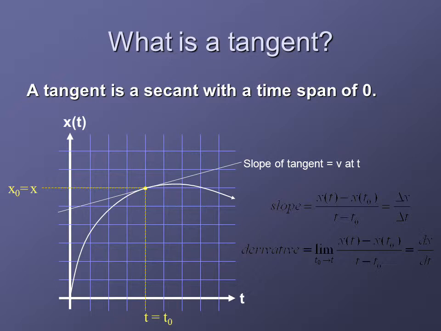Now, let's go back to math textbook land rather than physics textbook land, where everything on the vertical coordinate is f of x and everything in the horizontal coordinate is x. If you look in any calculus textbook, you'll see a definition that looks like this.